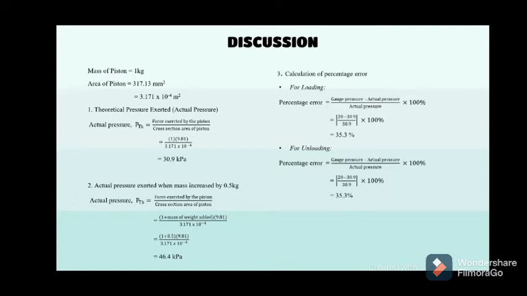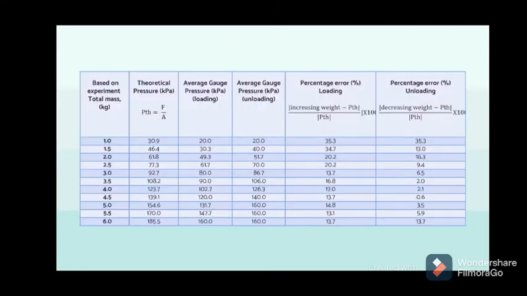Second, the actual pressure exerted when the mass is increased by 0.5 kilogram, and we got 46.4 kilopascal. Now the calculation of percentage error. For loading, percentage error is gauge pressure minus actual pressure, over actual pressure, times 100. For the calculation we get 35.3%. For unloading, the percentage error we get is also 35.3%. So now this is the table for all the calculations.